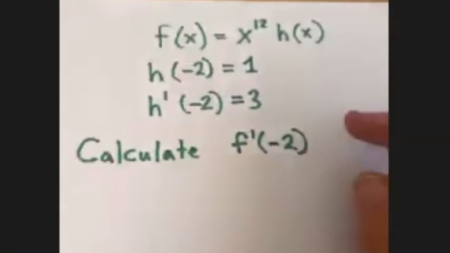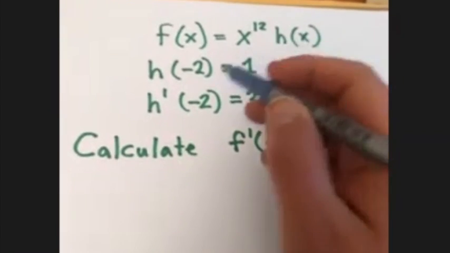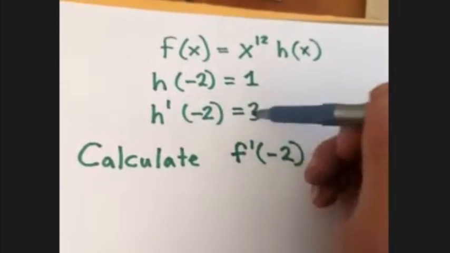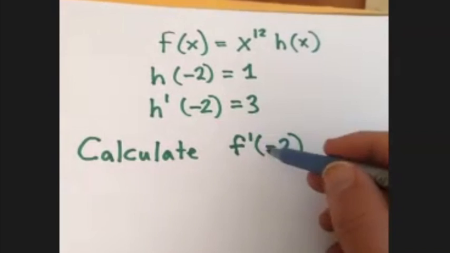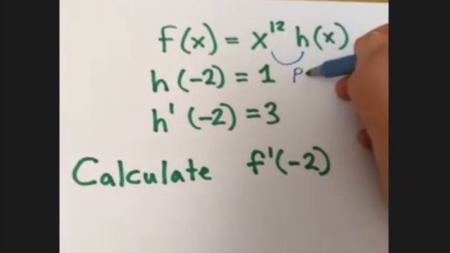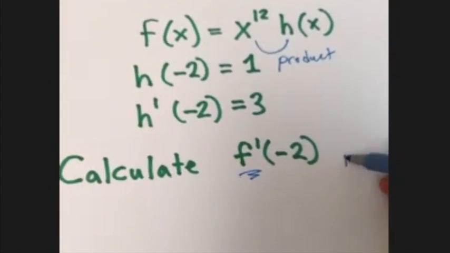All right, so let's look at this problem where f of x is equal to x to the 12th times h of x. We know that h of negative 2 is 1 and h prime of negative 2 is 3, and we're asked to calculate f prime of negative 2. The key thing to observe here is that this is a product, and so if we want to calculate the derivative, we need product rule.